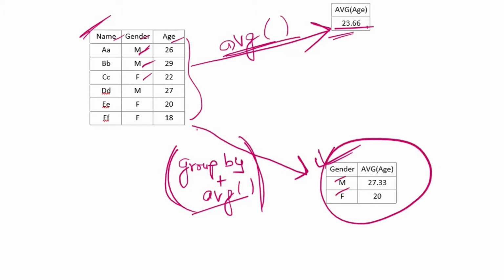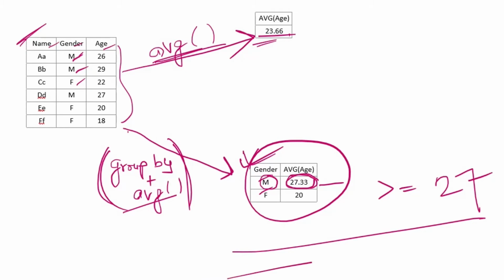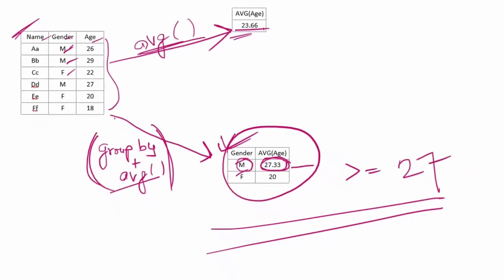And now let's say that you want to apply a filter further on this output, and the condition is that you want to get only those records where the average age is greater than or equal to 27. In that case you need to understand that you cannot use a where clause, because this average age is not a value coming from a single record or a single row. It is an aggregated value for this male category of gender. And in order to apply this kind of filtering on the aggregated data, we use the having clause.